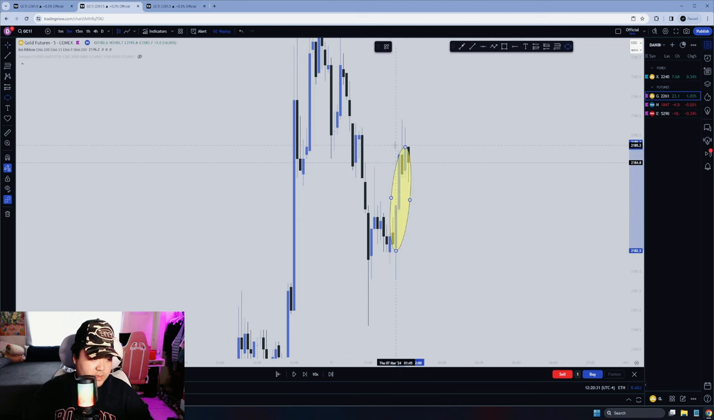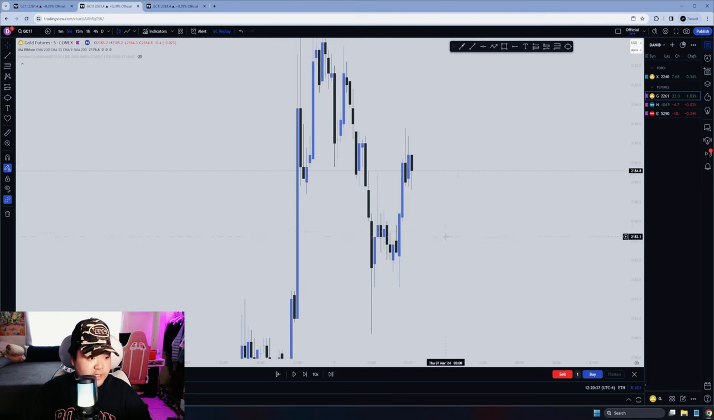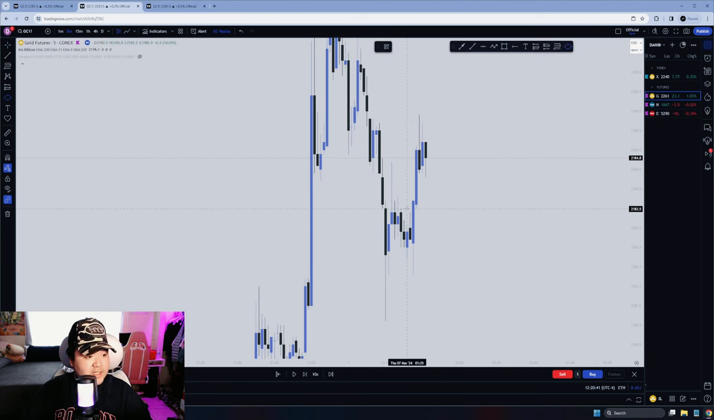Right here, this is the move. We have two big bullish candles. Not only that, but we're also breaking structure. Now what structure are we breaking? We're breaking these highs over here, and we're also breaking these highs. A wick to me is a break of structure. That's something you have to understand.